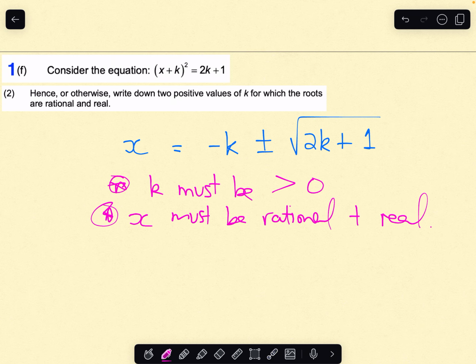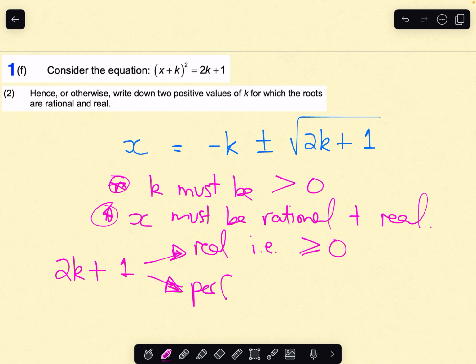So if we can get 2k plus 1 to be, firstly, real, i.e. it must be greater than or equal to 0, because if it was smaller than 0, then we'd end up with a non-real situation. And then secondly, we need it to be a perfect square, so that the square root doesn't make it irrational.